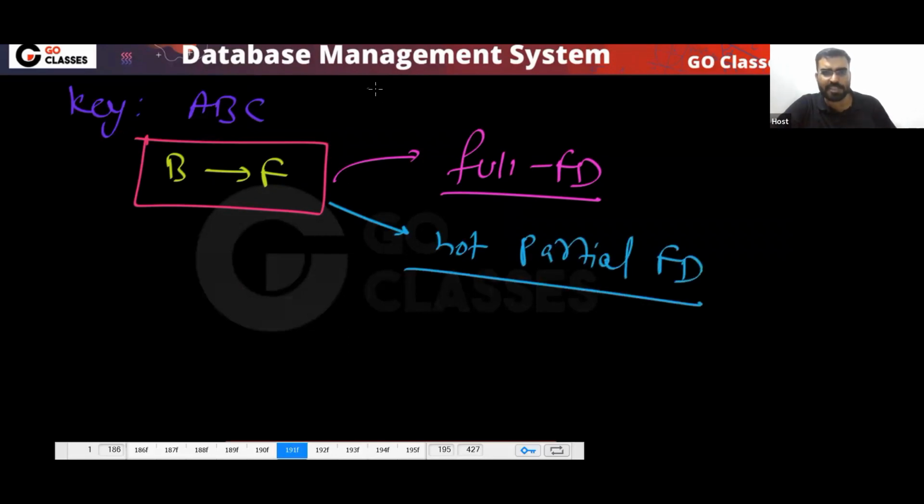This is not partial FD. This is full FD. Is this clear? Can you remove something from the LHS? This is not partial. Can you remove something from the LHS?